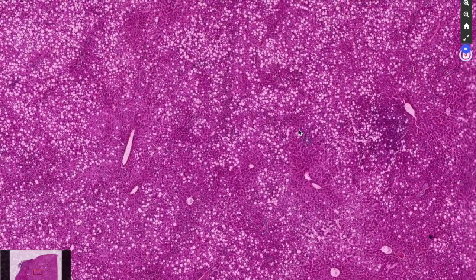So in this case, I didn't show you the immunohistochemistry because the most important thing was to make the diagnosis of adenoma. This was an inflammatory adenoma. By the morphology, we may also think of a HNF1A inactivated adenoma because of the steatosis. But please, you have to know that inflammatory adenoma may also be steatotic.